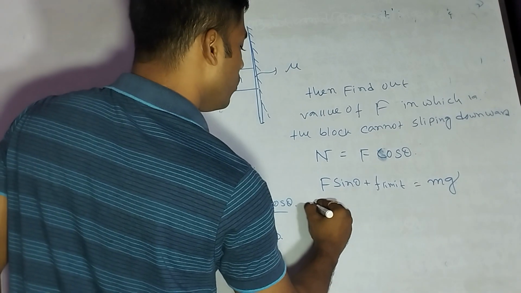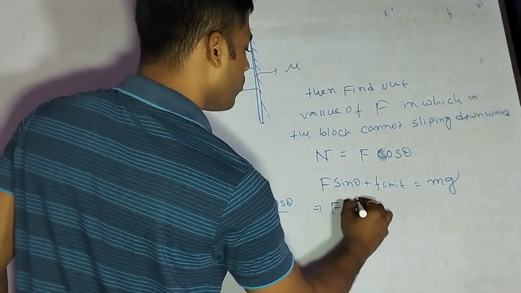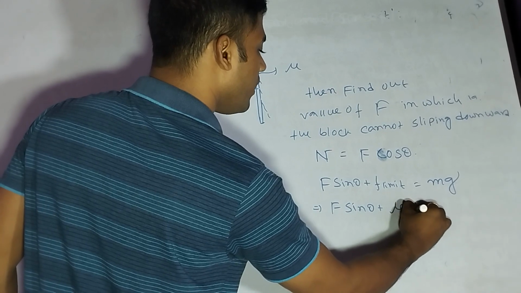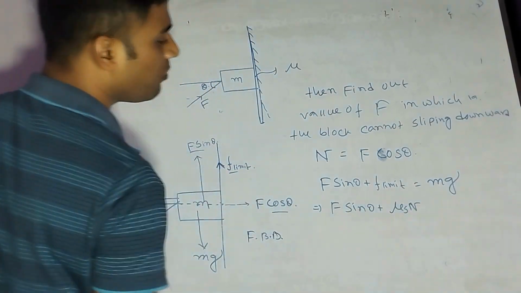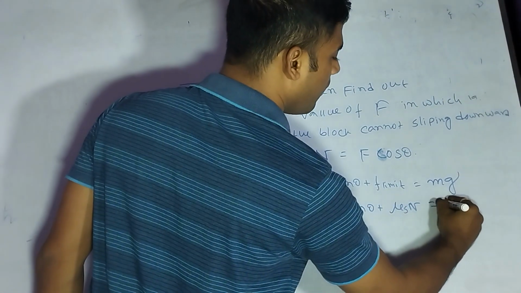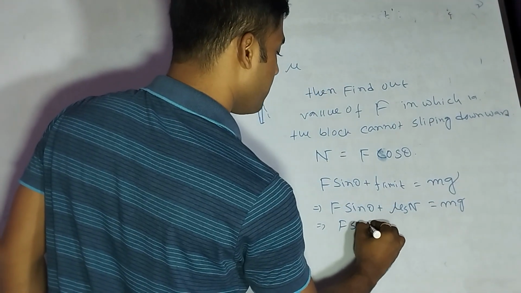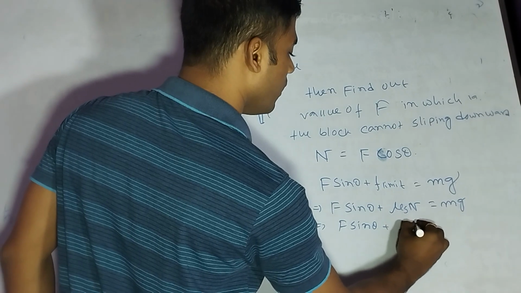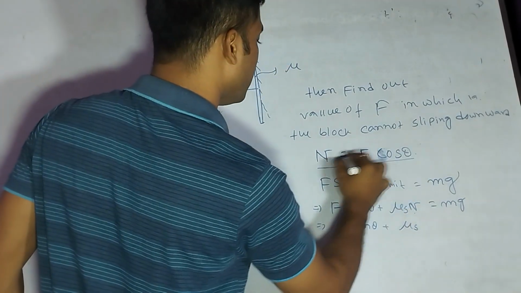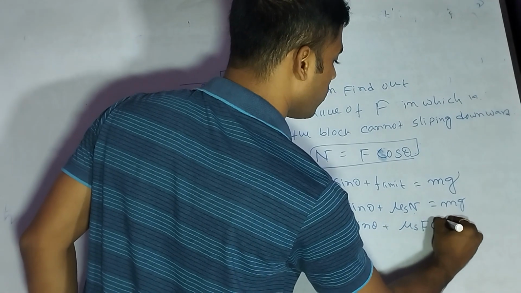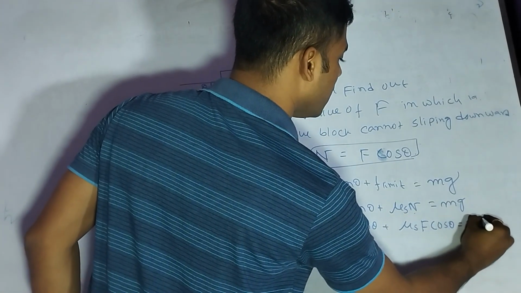So we know the F limiting formula is mu s into N. So F sin theta plus mu s into N equals mg. What is the N value? N is given in the diagram. N is equal to F cos theta.